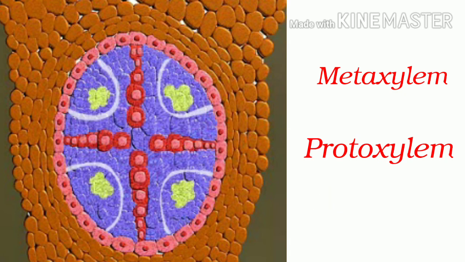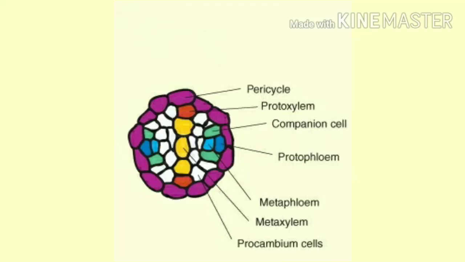Similarly, the first formed primary phloem consists of narrow sieve tubes and is called protophloem, and the later formed phloem has bigger sieve tubes and is referred to as metaphloem.